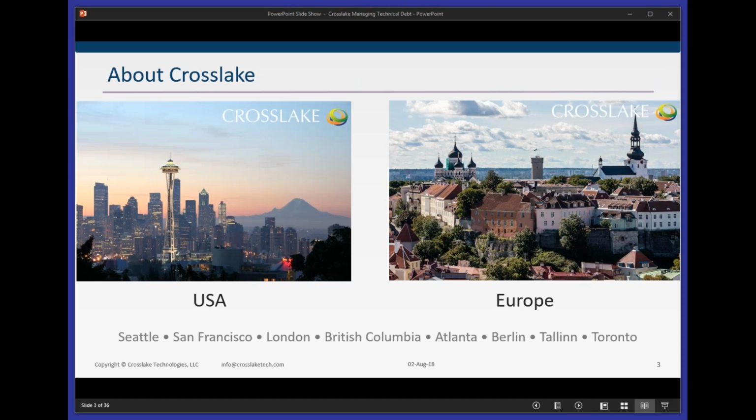A little bit about Crosslake. Crosslake really for me is one of the best technology consulting organizations that I've come across and have been working with for a while now, purely because of the seniority of the individuals. It has a lot of individuals that have failed fast, and a lot of that experience is brought into some of their consultancy services.